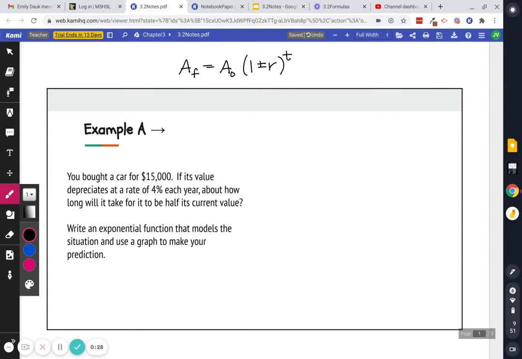So example A, I'll run through a couple of these. I won't do them all. I'll do them all and post all the work, but I won't talk through all of them because I don't know that we need to listen to me talk for quite that long.